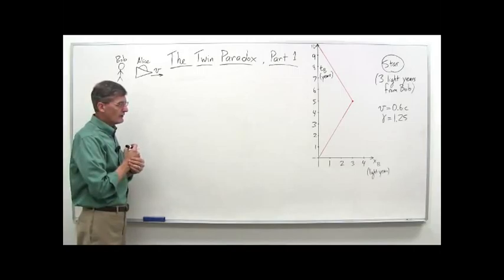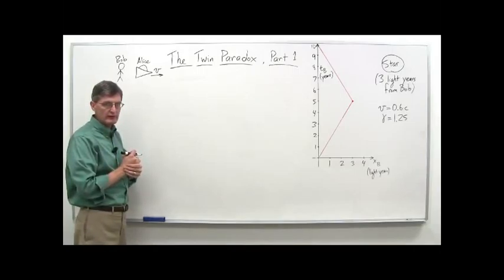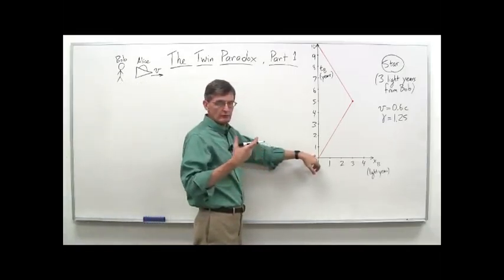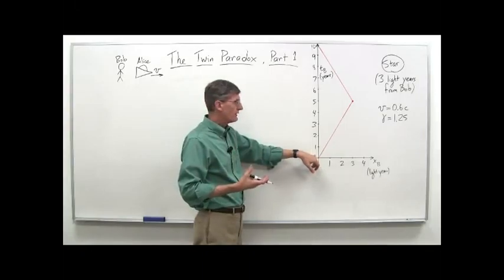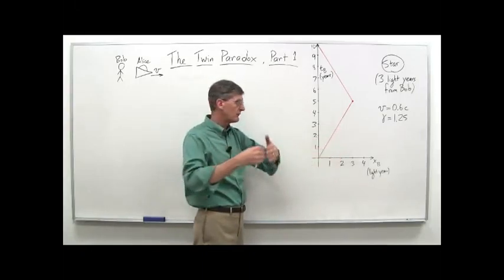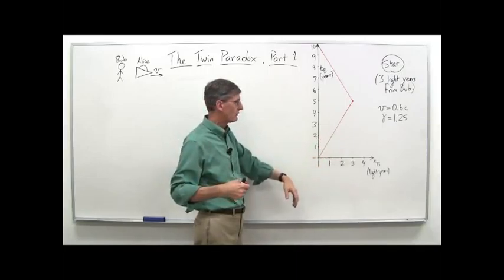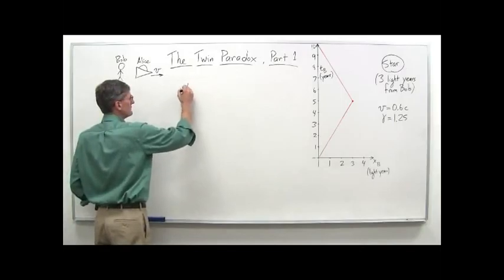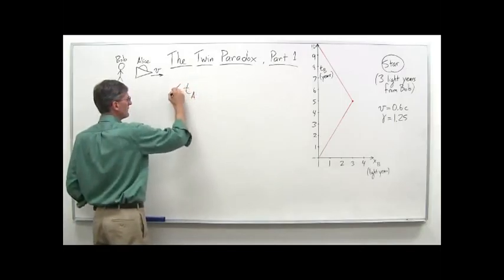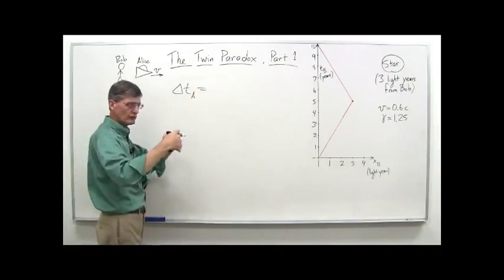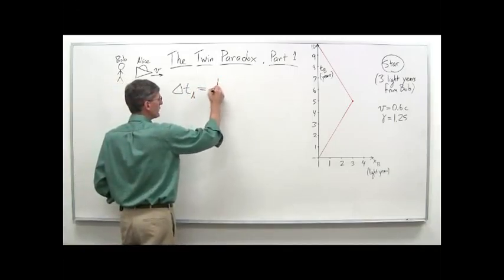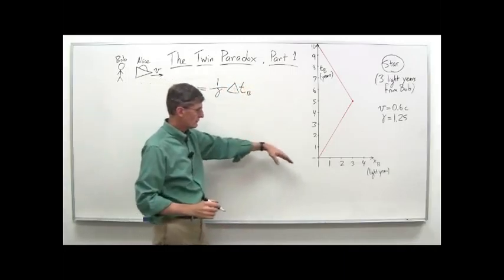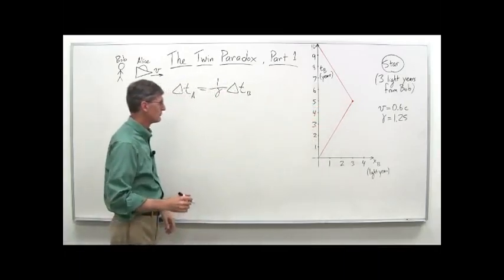And then let's think about what he sees Alice's clocks do. Well, Alice's clocks will be time dilated. They will be running slowly as he observes them according to his lattice of clocks. Remember, both Alice and Bob have their imaginary lattice of clocks all synchronized. And so we know that, we'll call it Alice's clocks, delta T sub A, a certain period of time in Alice's clocks, is going to be 1 over gamma delta T sub B, because Bob is observing Alice moving.